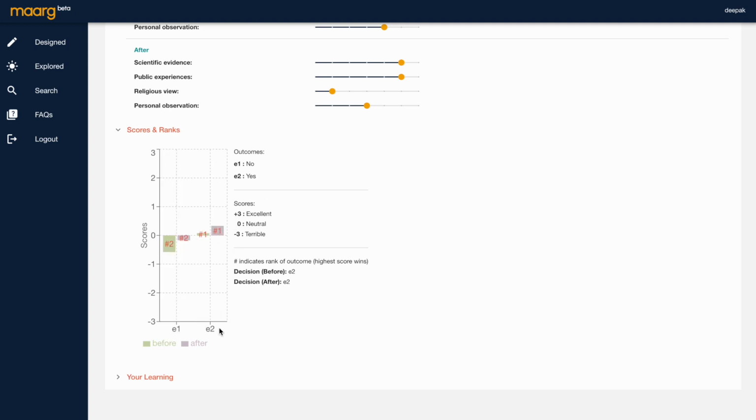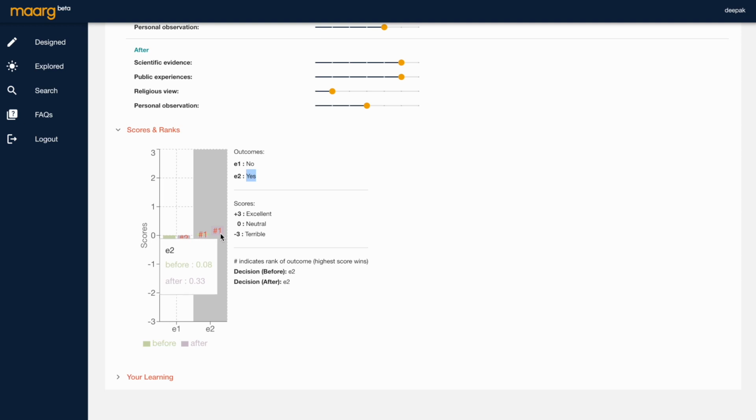So E1 or E2. E2 is saying yes, souls do exist. So you can see that previously, before I read the Maarg, this was my choice. This was my decision or my conclusion that souls do exist. But I was not so sure. As in, you can see the score is minimal. It's 0.08, which is fairly close to 0, which means I was neutral. Had this score been high, like 3, that would mean that I really believed in souls before I started reading.